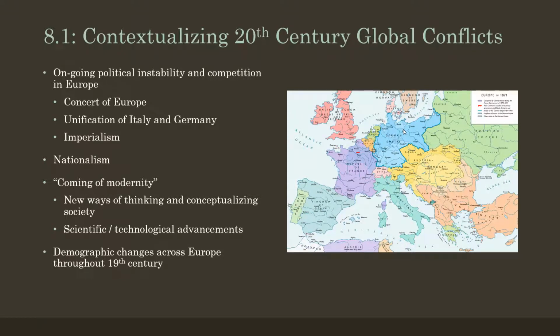Lastly, demographic changes across Europe throughout the 19th century. Massive migrations are happening. Lots of people are leaving Europe. Roughly 50 million people are leaving Europe, most of them bound for the United States.